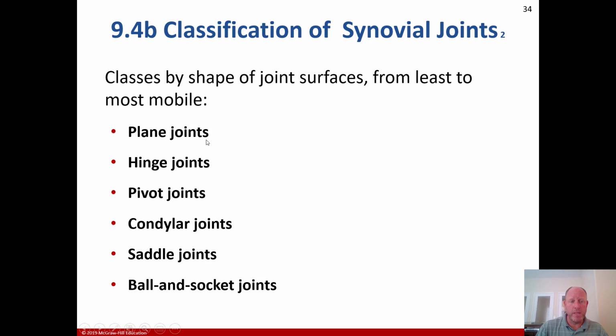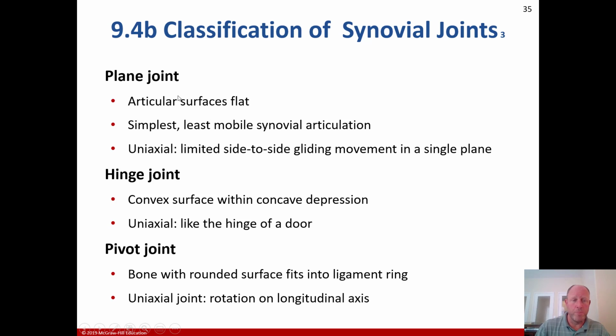And so we have our basic plane joints, hinge joints, pivot joints, condylar joints, saddle joints, and ball and socket joints, which are based upon the shape of the joint and the joint surfaces. This is the order from least to most mobile. Plane joints are least mobile, and ball and socket, like our shoulder joint, are the most mobile. Plane joints have flat articular surfaces. They're the simplest, least mobile of the synovial articulations, limited to side-to-side gliding motion in a single plane.